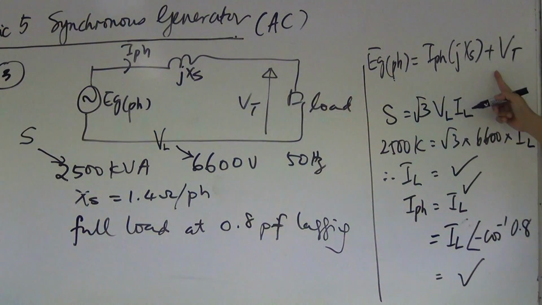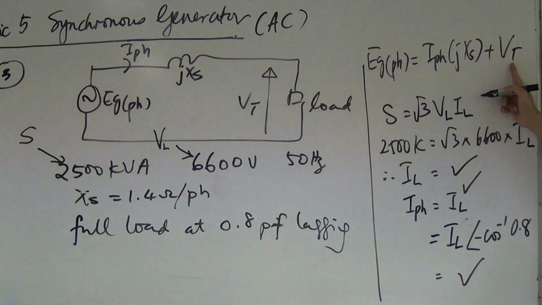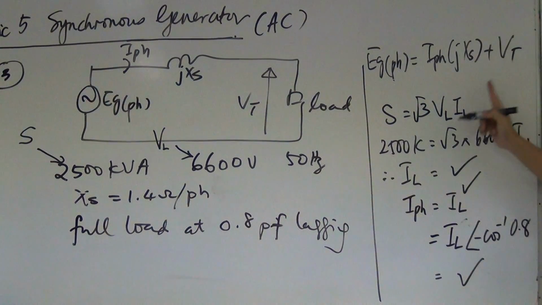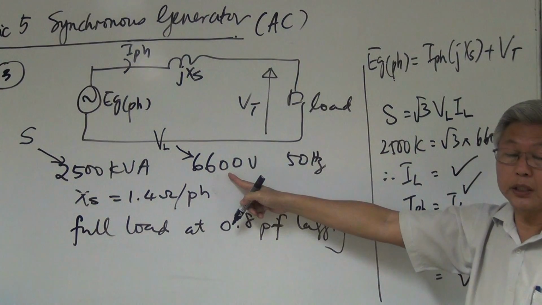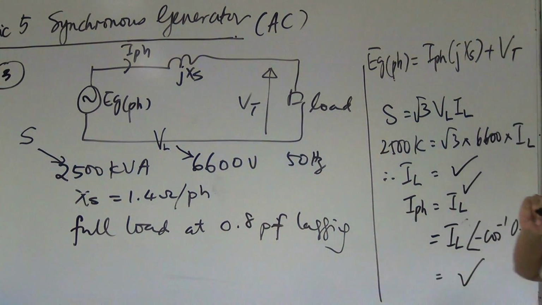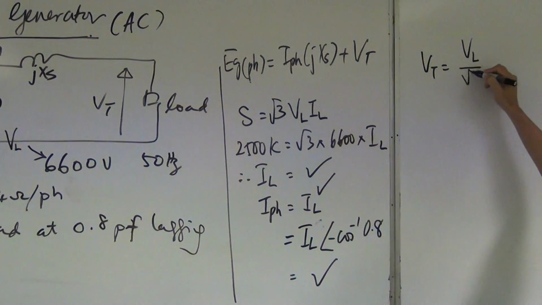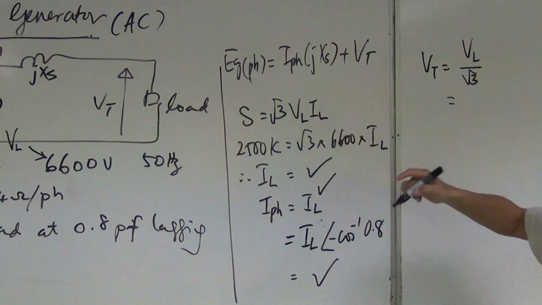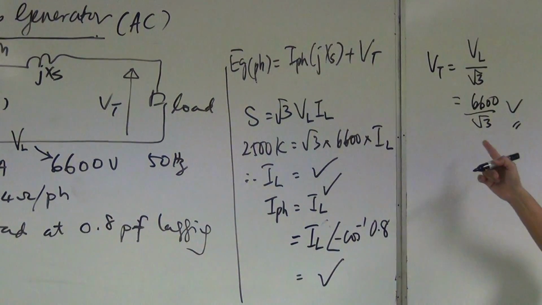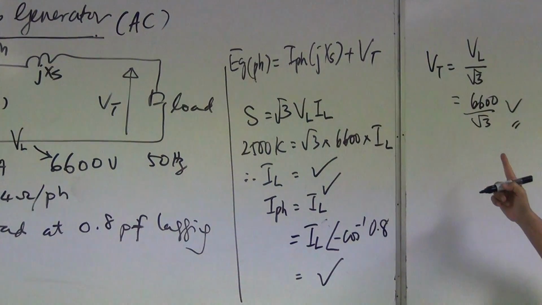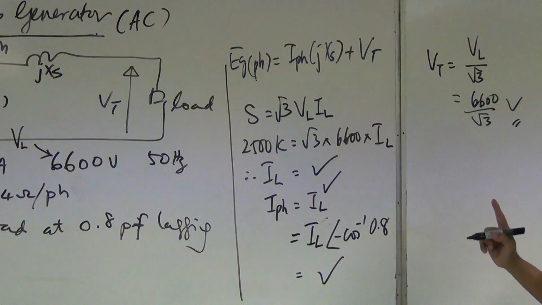So with that, I'm moving on to find my voltage, EG per phase. Now ask yourself, what's the terminal voltage? Terminal voltage is actually given to you also. Here is 6600. 6600 is actually the output voltage, the line voltage. So terminal voltage is equal to your line voltage divided by square root 3. So it's 6600 divided by square root 3. Okay, so that is a complication when it comes to the AC topic with 3 phase and 1 phase. Be careful of your conversion, 3 phase and 1 phase.